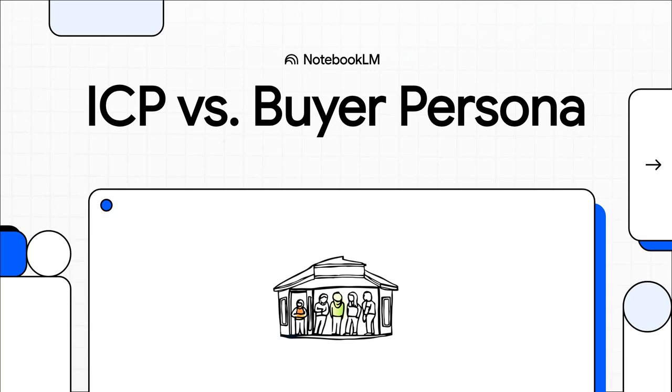Okay, let's jump right in. In the world of marketing and sales, two terms get tossed around and mixed up all the time: ideal customer profile and buyer persona. Now, they might sound kind of similar, but trust me, confusing them is a really costly mistake. So in this explainer, we're going to break down the difference and, more importantly, show how AI is making both of them more powerful than ever before.